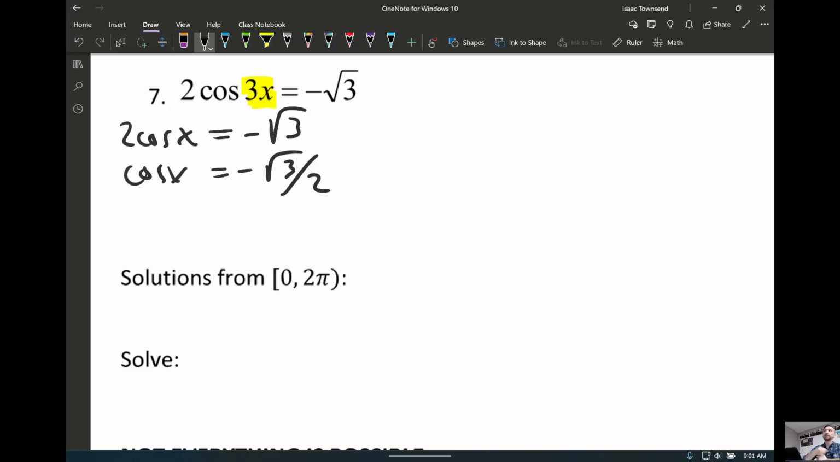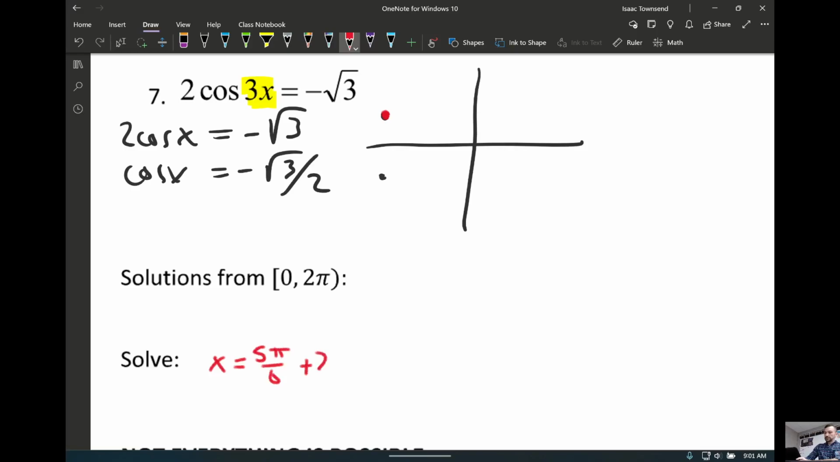We get down to where cosine is negative square root of 3 over 2. That happens in 2 locations. At 5 pi over 6 plus anything coterminal, and 7 pi over 6 plus everything coterminal. But the catch is, I rewrote this 3x to just be x for my convenience, but I'm not really done here. I don't know what x equals, I know what 3x equals.